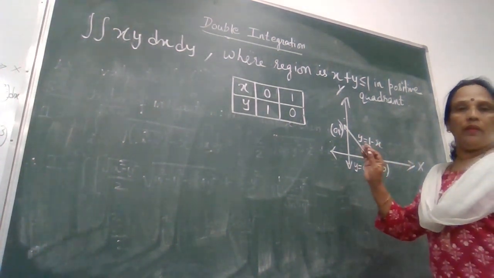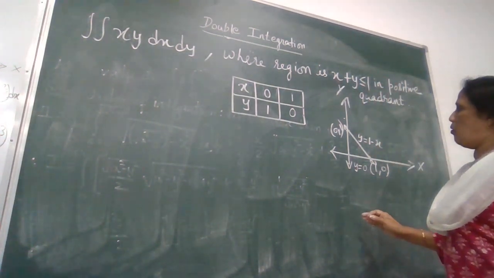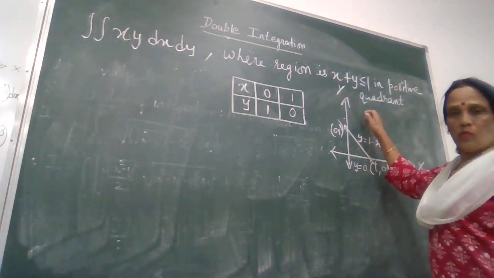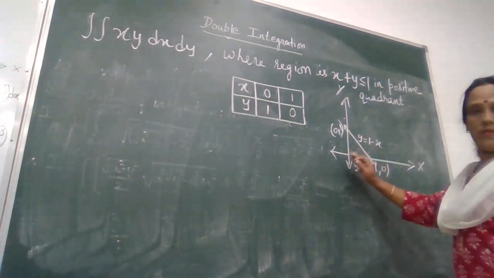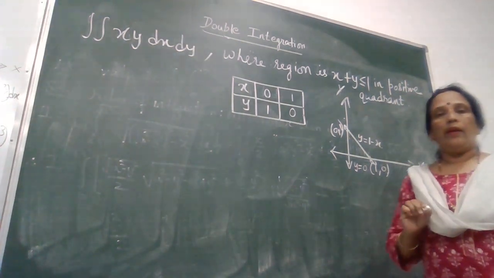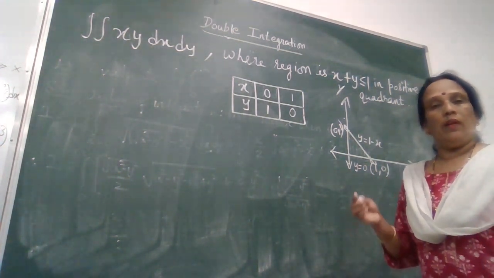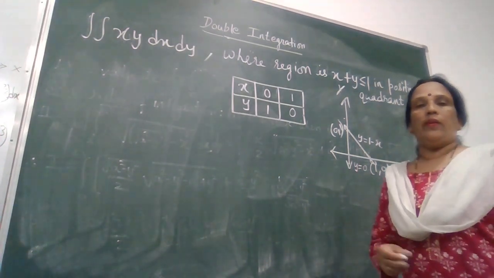Now the region of integration is given as x plus y less than or equal to 1 in the positive quadrant. Positive quadrant means first quadrant, and x plus y less than or equal to 1. So the region of integration is actually the triangular part. Now in this question, since the limits of integration are not given, we have to decide the limits.